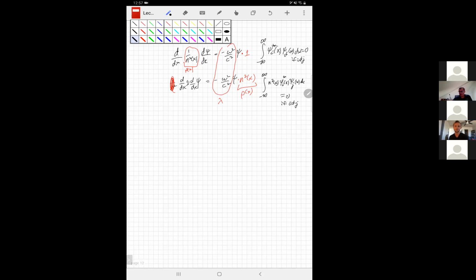Which interestingly means that the first derivative itself doesn't have to be continuous. The first derivative could be changing abruptly. 1 over n squared could change abruptly. But when we multiply this changing 1 over n squared by this changing first derivative, we get something that's nice and continuous. That actually happens when you solve problems with EM waves.